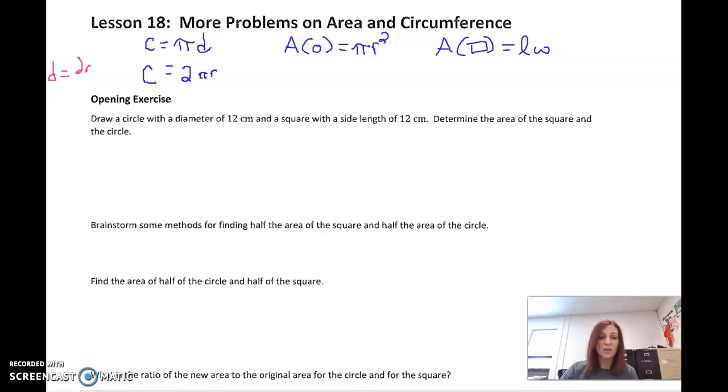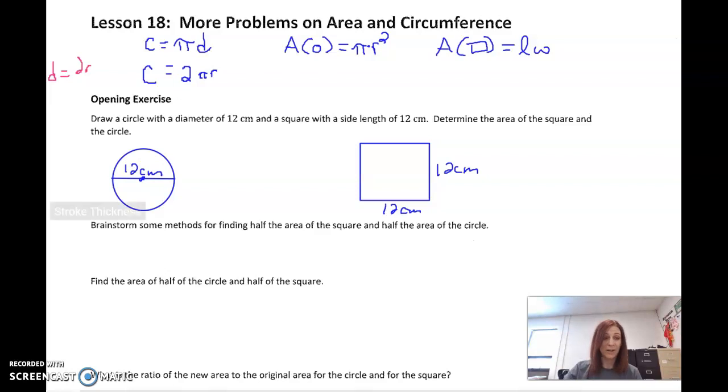Okay, so it says draw a circle with a diameter of 12 centimeters. So remember, diameter is the distance all the way across, but it has to go through the center. So if we have a circle with a diameter of 12 centimeters, and then it wants us to draw a square. Remember what's true about a square, all the side lengths are the same, right? With a side length of 12. Since it's a square, that means all the side lengths are 12 centimeters. Determine the area of the square and the circle.